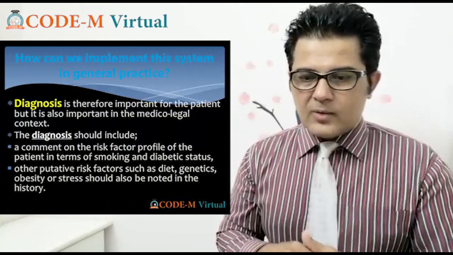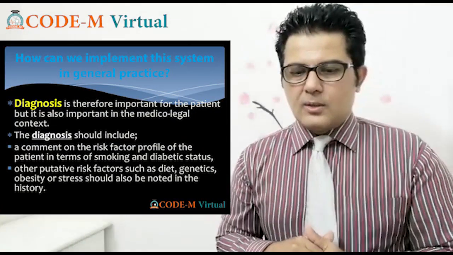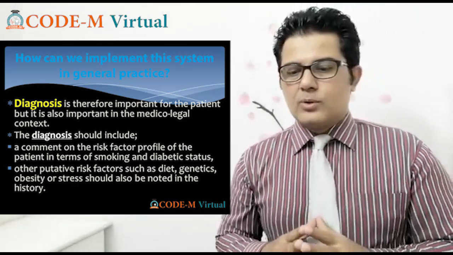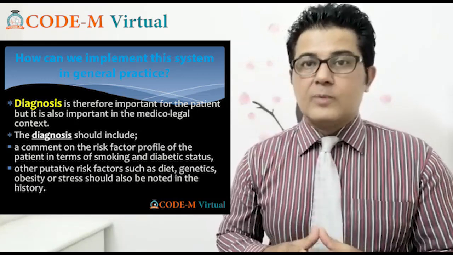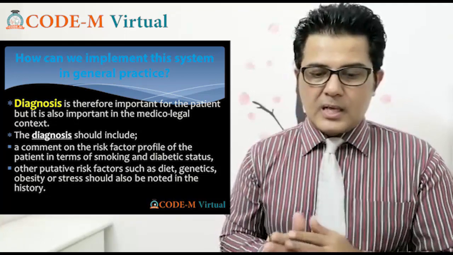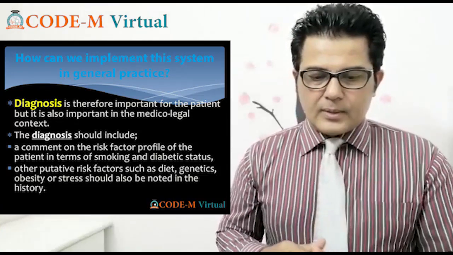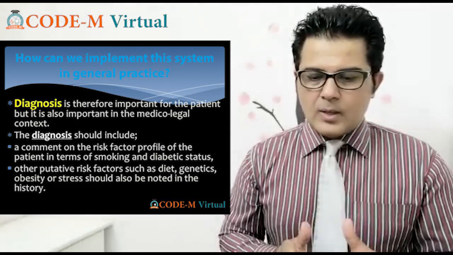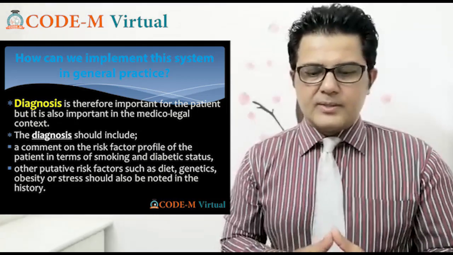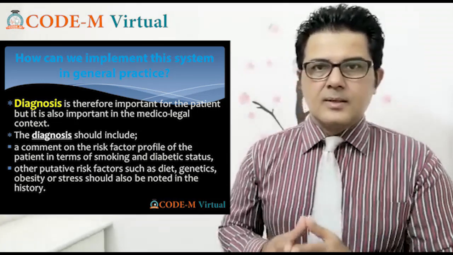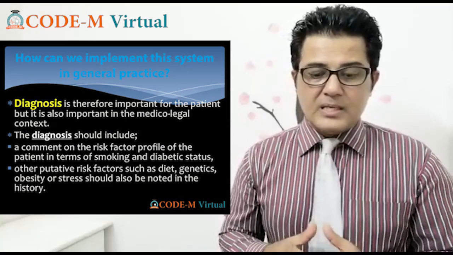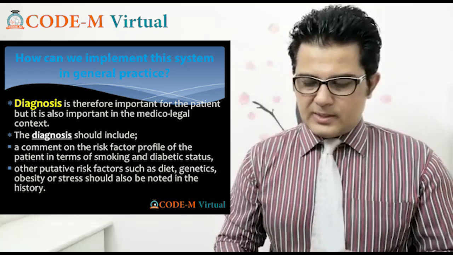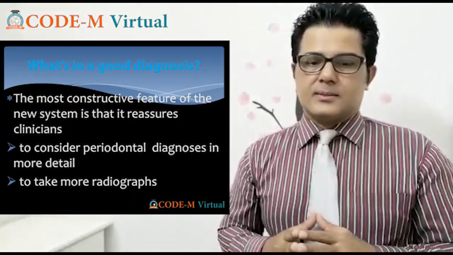So how can we implement this system in general practice? Diagnosis is very important for the patient, but it is also important in the medical legal context in many countries, of course in ours as well. The diagnosis should include a comment on the risk factor profile of the patient in terms of smoking and diabetic status. Other putative risk factors such as diet, genetics, obesity or stress should also be noted in the history of the patient. So what's in a good diagnosis?